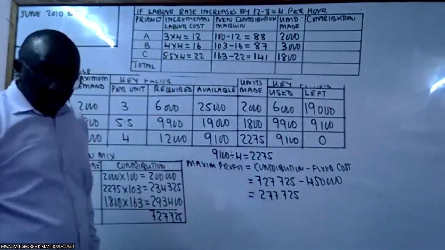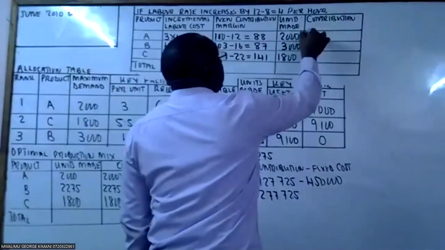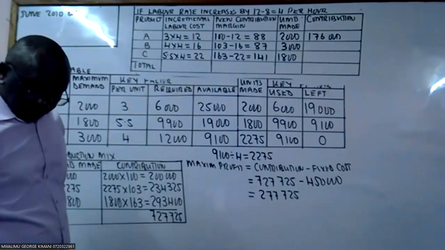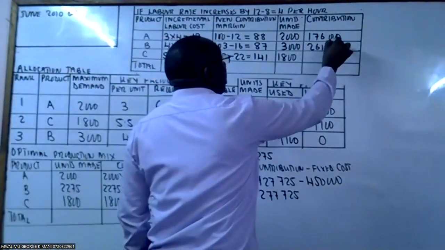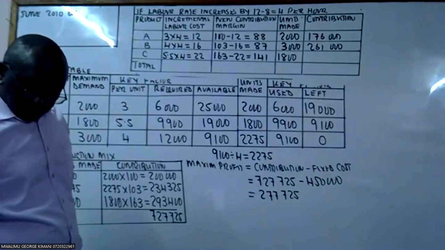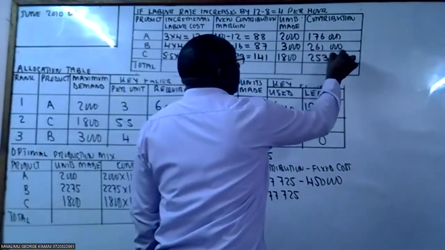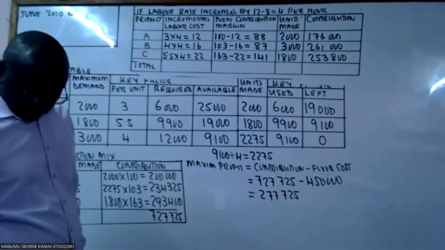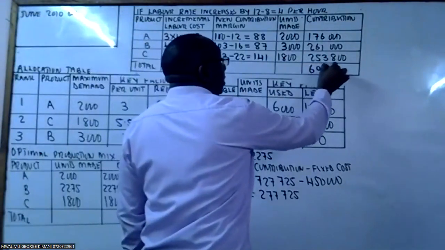So let's multiply. Tuseme now 88 times 2,000. That brings in a contribution of 176,000. Then 87 multiplied by 3,000. That brings in a contribution of 261,000. Then 141 times 1,800. That brings us 253,800. So if you add that plus 261,000 plus 176,000, is giving us 690,800.